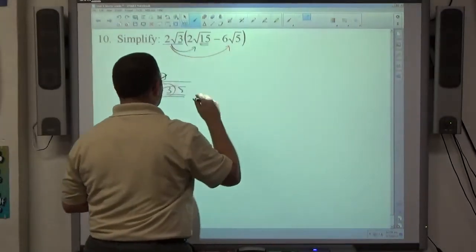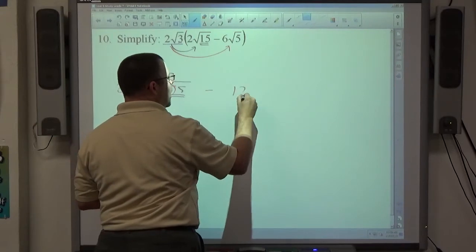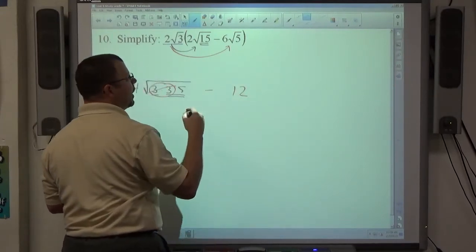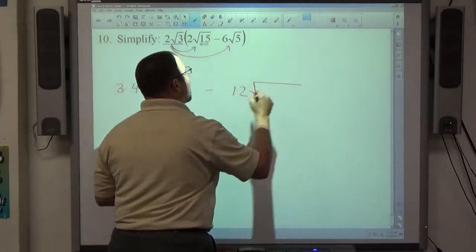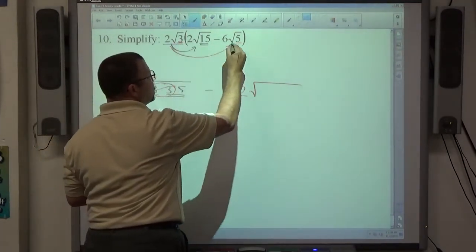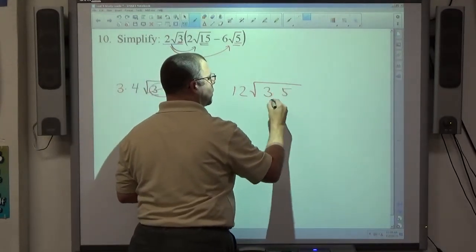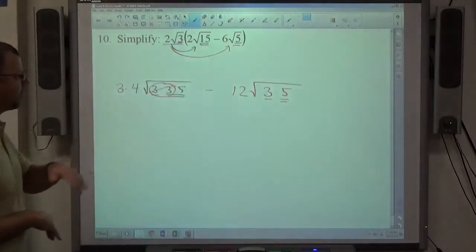When I do the red multiplication, outside 2 times negative 6 makes negative 12, leaving myself a little gap there in case I can pull anything out. And then I've got to multiply 3, which is the radical piece of this, times 5, the radical piece of that. Those are both primes, so I can't make them any better than that. 3 times 5. So again, that's factored form.